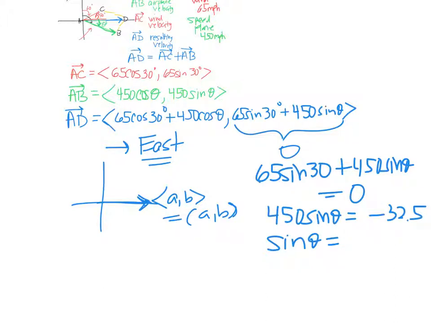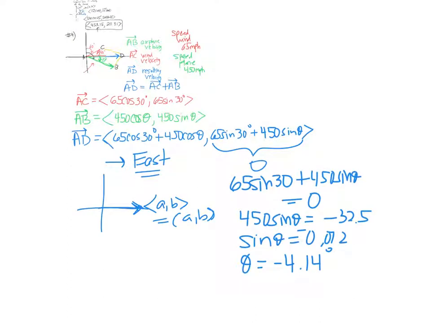32.5 divided by 450. Take the sine inverse of your answer, and you get 4.14. Oh, that was a negative, huh? So theta equals negative 4.14 degrees. All right, we're getting there. This is exciting. So that tells us that we can now find everything else.